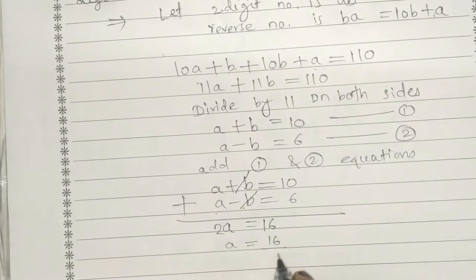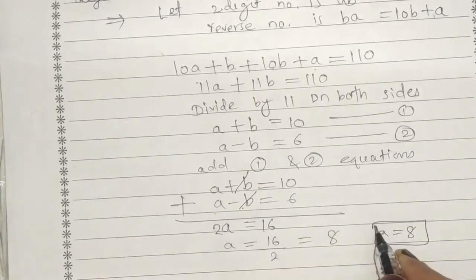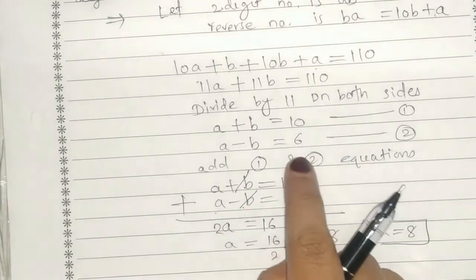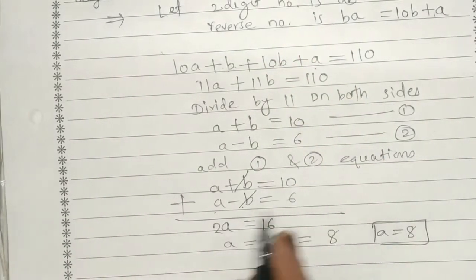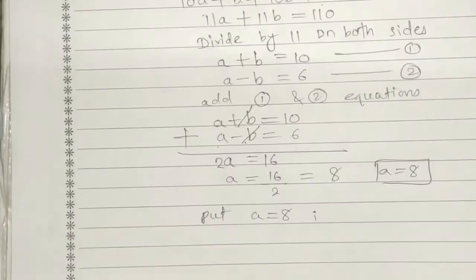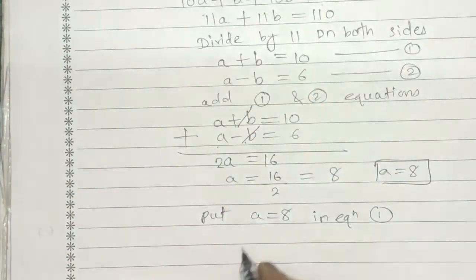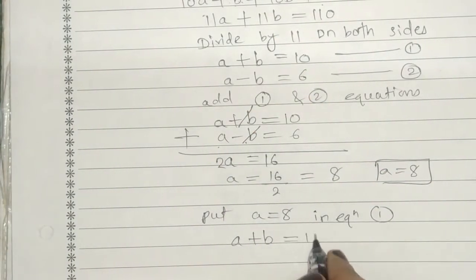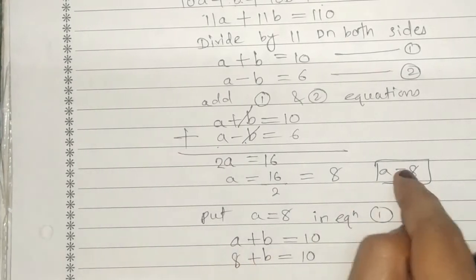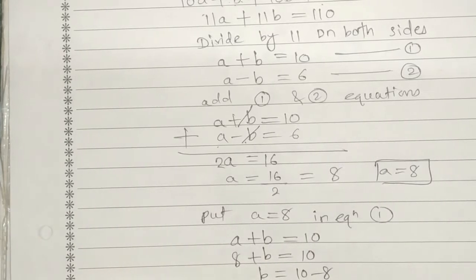So A is equal to 16 by 2, which is nothing but 8. So A's value we get is 8. Now this A's value we will put in any equation to get B. So put A is equal to 8 in any equation. Like, I will put it in equation 1. Equation 1 is A plus B is equal to 10. In place of A, I am keeping 8 here. So B is equal to 10 minus 8. We'll get 2.